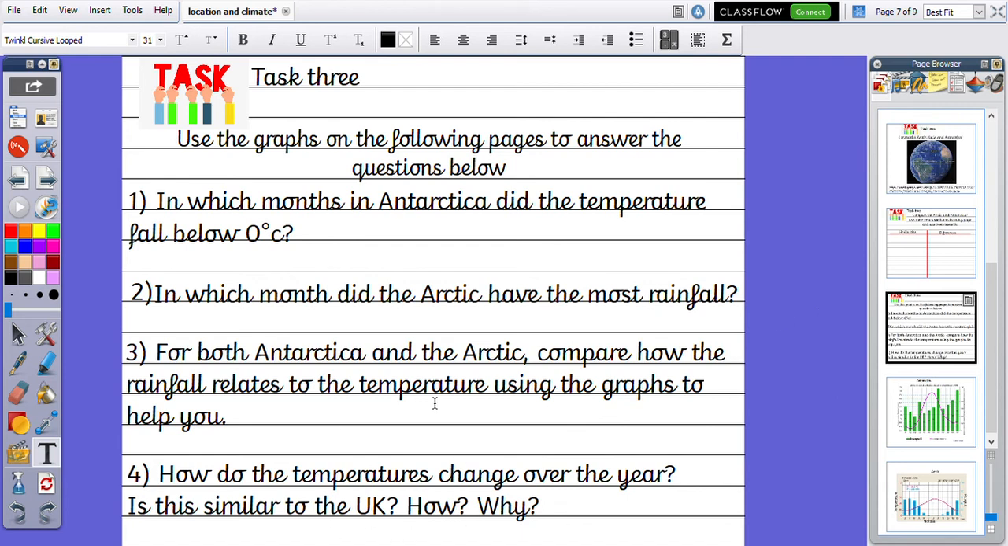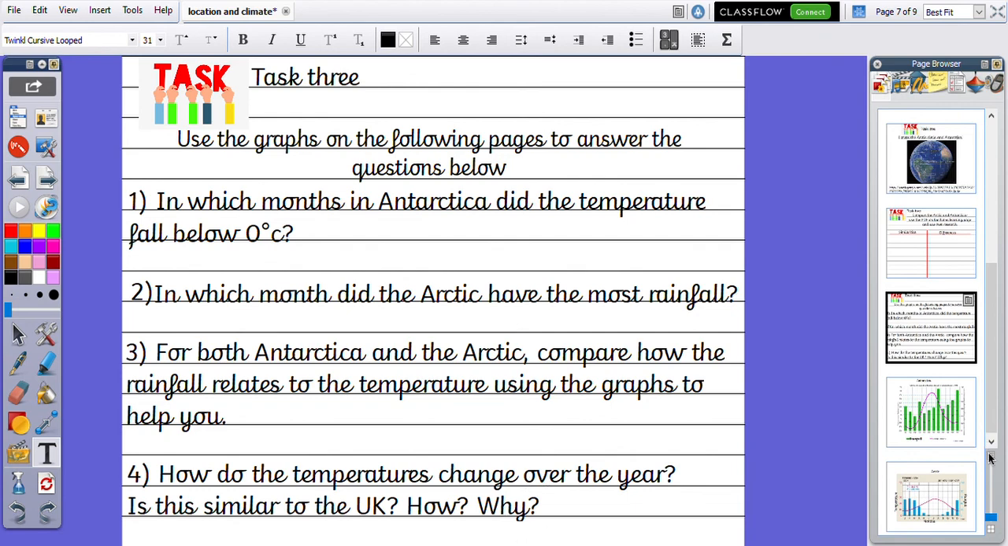And then question 4, how do the temperatures change over the year? So for example, what I mean by that, does it get colder at a certain time of the year? Does it get warmer at a certain time of the year? And then think about the UK. So if we remember our seasons, we have winter, and then it gets a little bit warmer into spring, and then even warmer into summer, and then the temperature starts to drop again in autumn, and it drops again in winter, and it goes in a cycle like that. So are either of them similar to that? Do they follow that pattern, or do they not follow a pattern? So how are they similar to the UK, and why? Why do you think that? What evidence have you got?